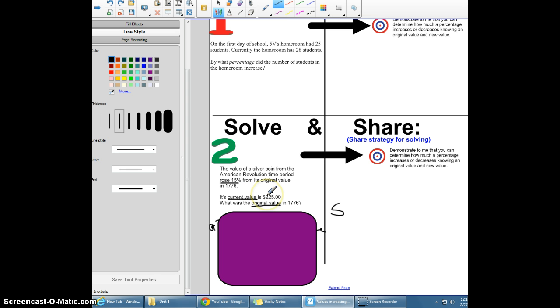If it's worth $225 now, what we know is that the value in 1776 was less than $225. So the solution or answer is going to be a value that's less than $225. There is a number out there in the universe that when you increase it by 15%, it is equal to $225. That's what else we know. There is some number out there in the universe, n, that when it's increased by 15%, it equals $225. What number is that? That's what we're trying to find, that original value.